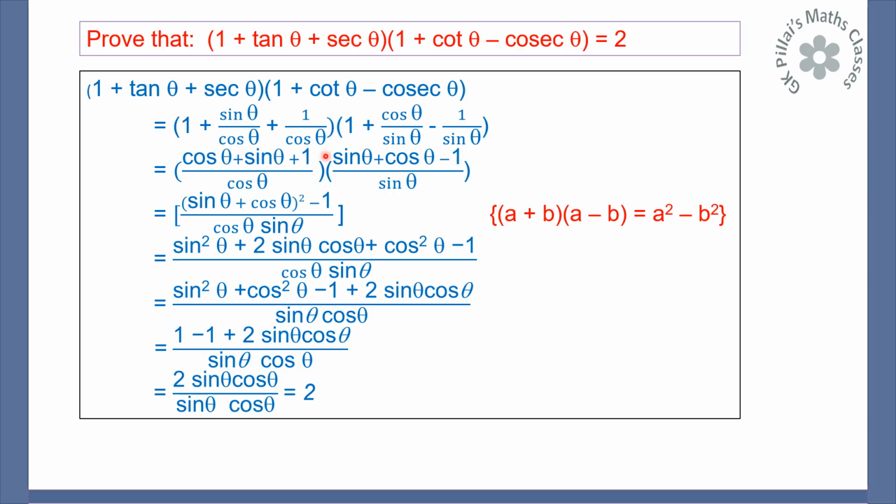So we will write A plus B into A minus B equal to A squared minus B squared: sin theta plus cos theta whole squared minus 1 squared, that is 1. Expand this. You will get sin squared theta plus 2 sin theta cos theta plus cos squared theta minus 1. Combine these two and write it as 1 here. So 1 minus 1 will be 0. So ultimately we will get 2 sin theta cos theta upon sin theta cos theta. These two get cancelled. So you get 2 as the answer, which is the RHS.